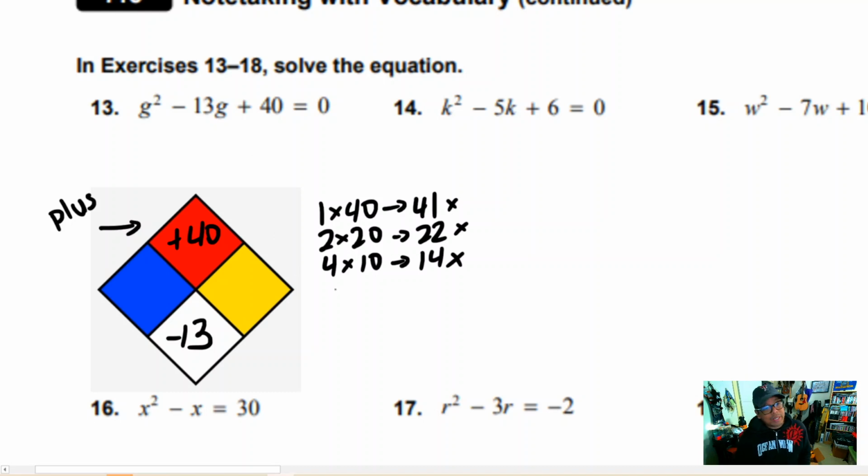Then, what's next? Oh, I know. 5 times 8. And when I add those, I get 13. So check mark on that. We needed to get to a 13.